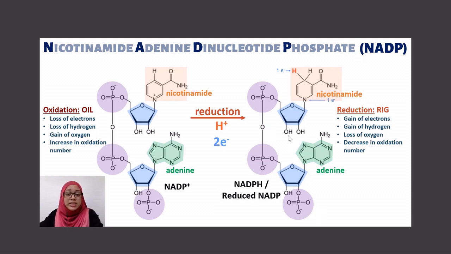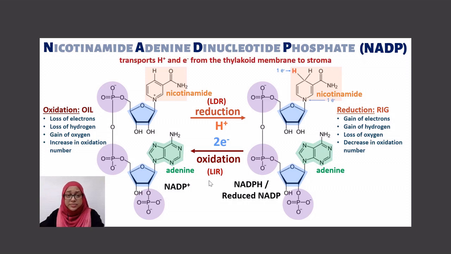And this reduced NADP can lose this hydrogen and the electrons to reform the oxidized form again. So in the light dependent reactions, NADP is going to get reduced, whereas in the light independent reactions it's going to get oxidized. So it's going to donate those hydrogens and electrons in the light independent reactions. Okay, so like that, NADPs act as electron carriers.